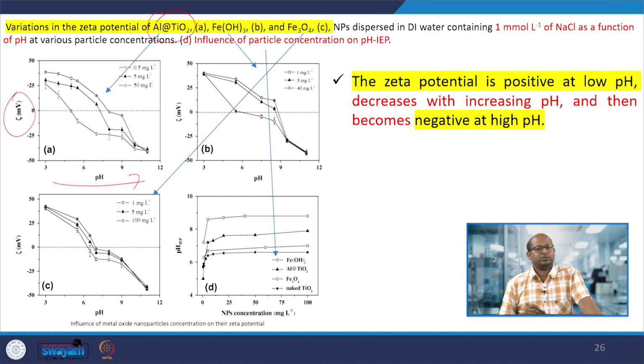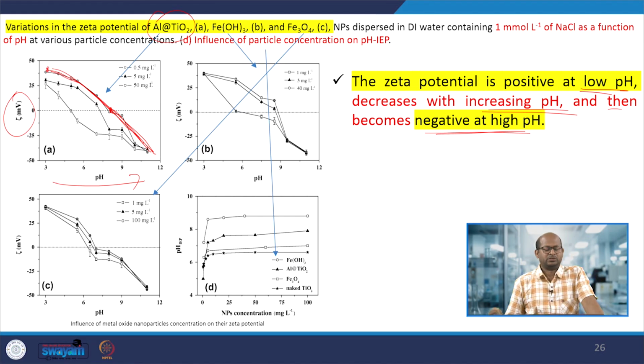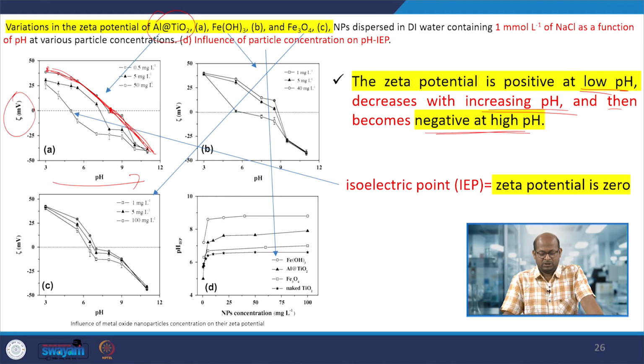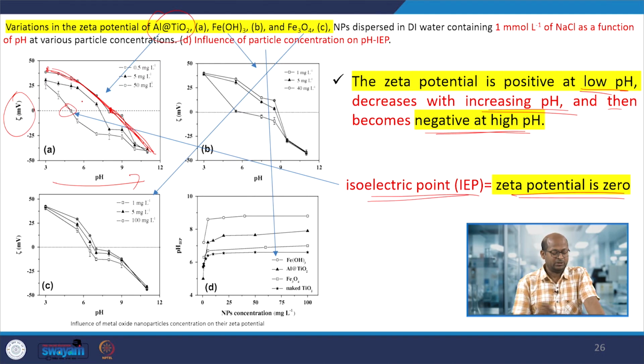Zeta potential is on the y axis. So you can see the zeta potential for a specific concentration. Initially, at low pH, it was high. If we increase the pH, the zeta potential goes neutral, and if we further increase the pH, the zeta potential goes to negative values. Okay, so the zeta potential is positive at low pH, and with increasing pH it becomes negative at high pH. Similarly for other materials the zeta potential also changes, and the point where the zeta potential is zero is called the isoelectric point, that particular point being neutral.